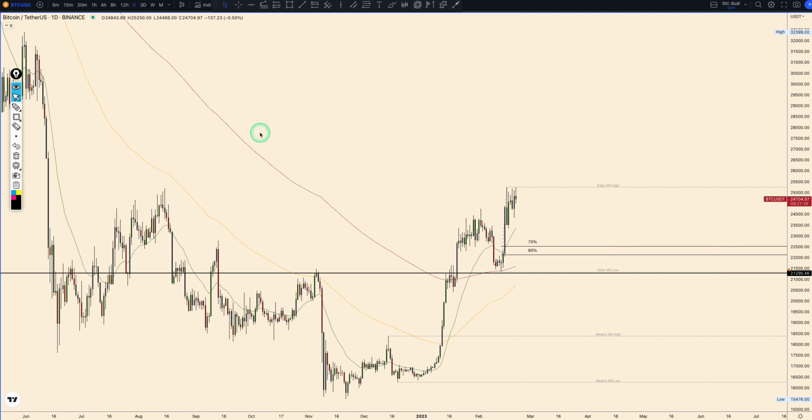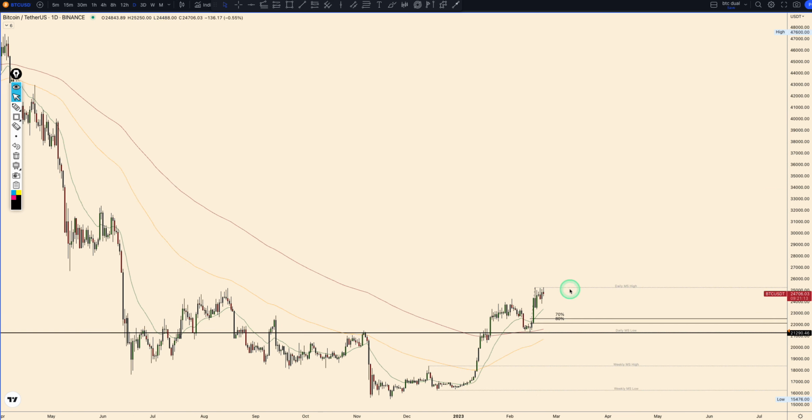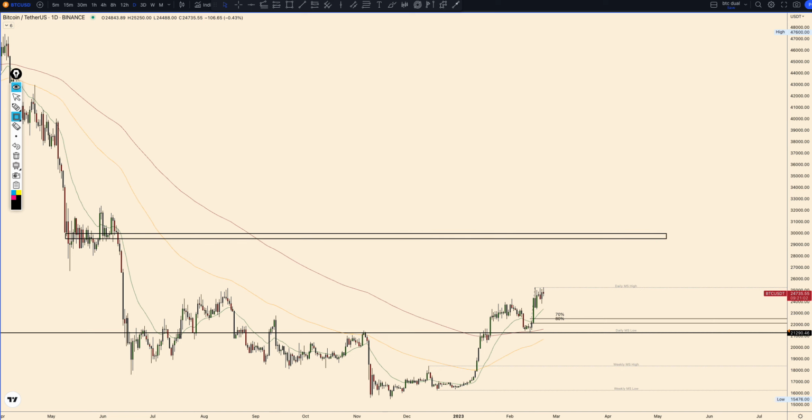So just to make as many others have seen on Twitter as well, I agree that if you do continue to push price, I think the 30K level will be.